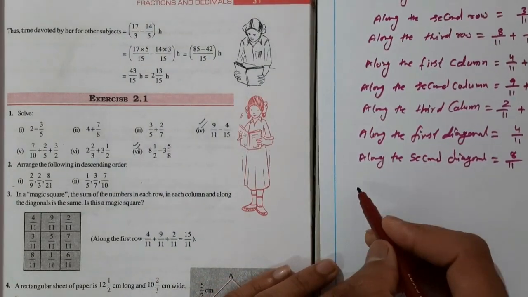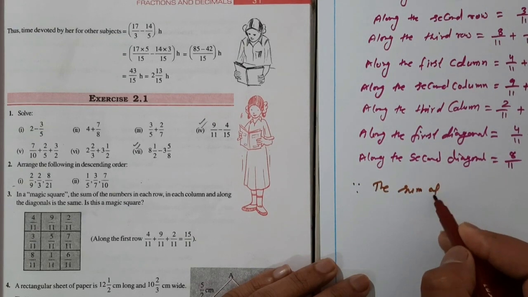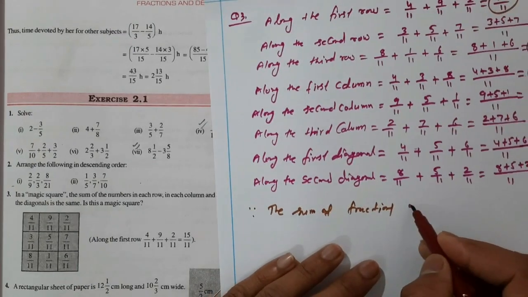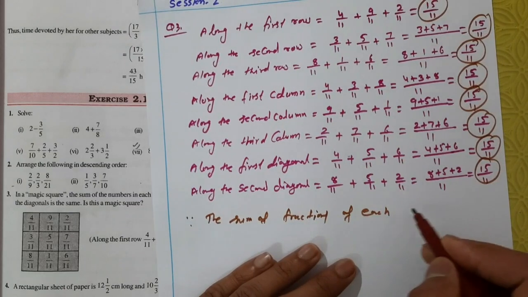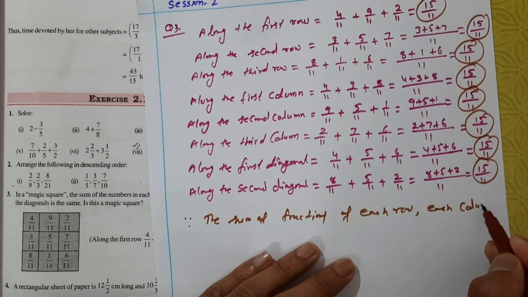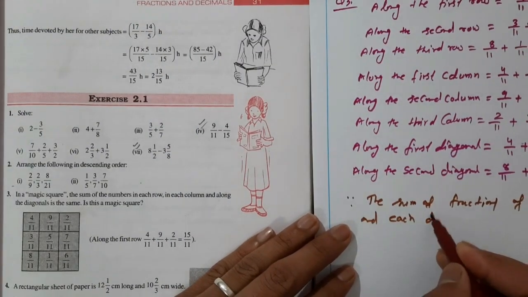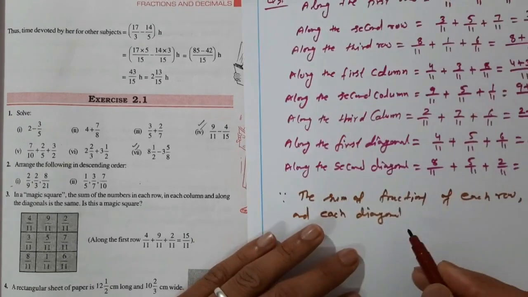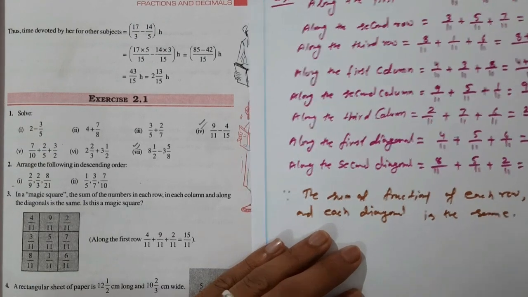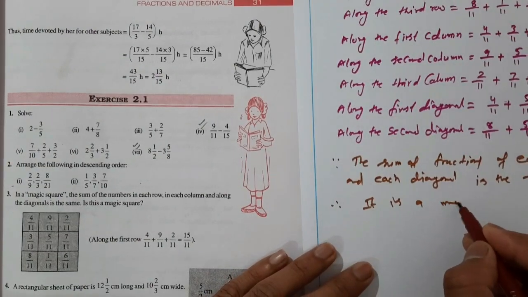Therefore, since the sum of fractions of each row, each column and each diagonal is the same, therefore it is a magic square.